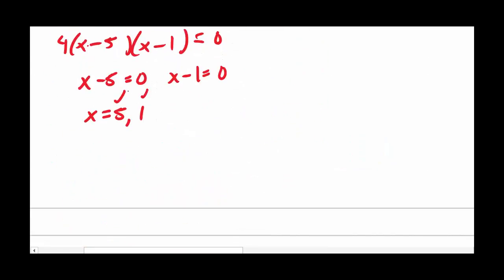Okay, so both of those end up checking out. So we do get solutions of 5 and 1.